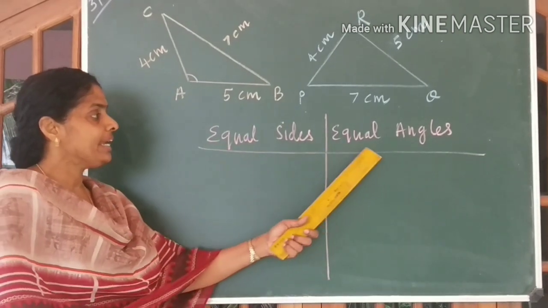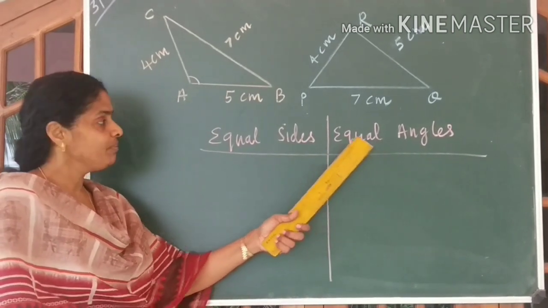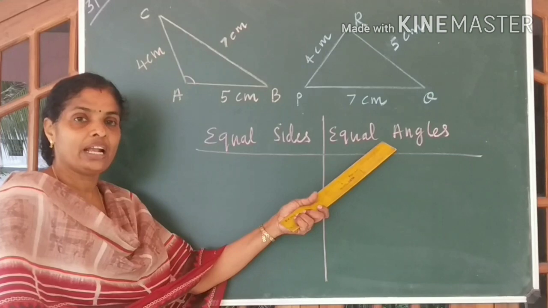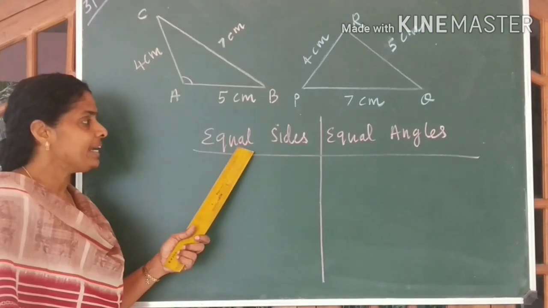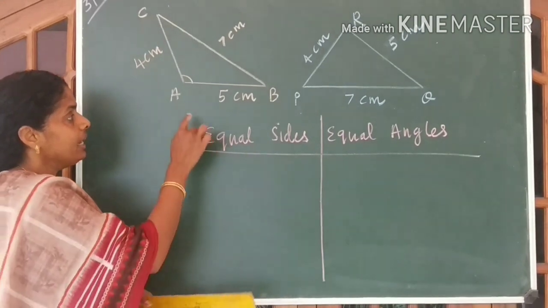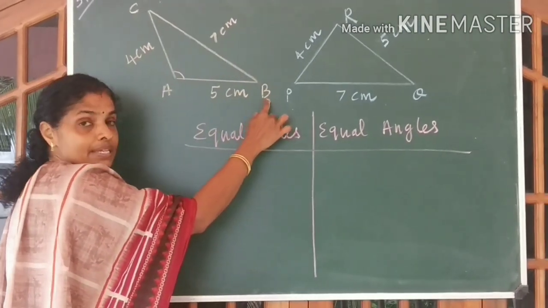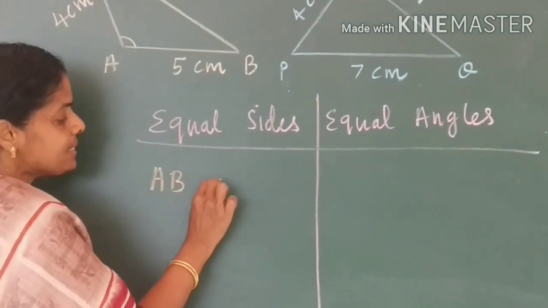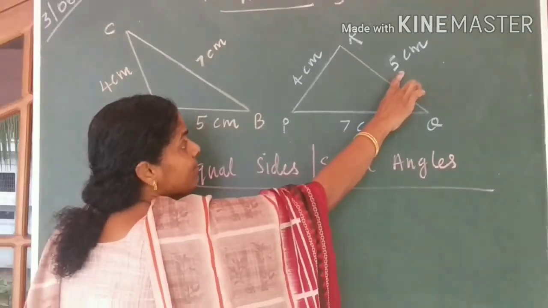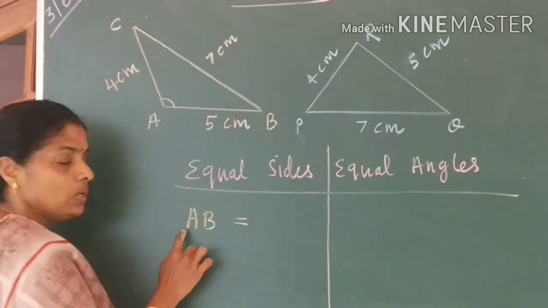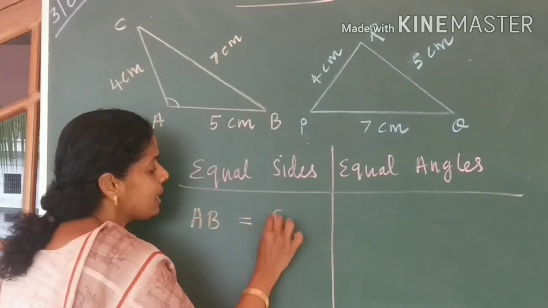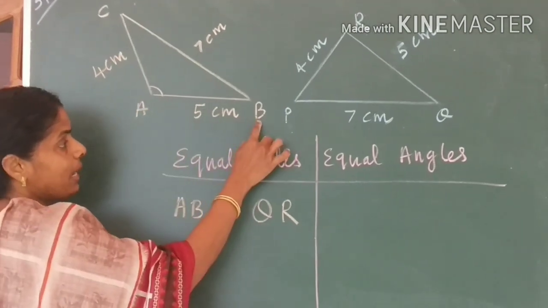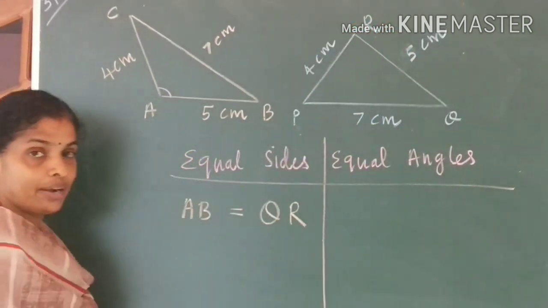Let us write it in a table. Look at the table. I have written equal sides on this side and equal angles on this side. Let us write equal sides first of all. In triangle ABC, AB is equal to, here 5 centimeter is the side QR. So I can write AB is equal to QR. Clear? Side AB is equal to the side QR.